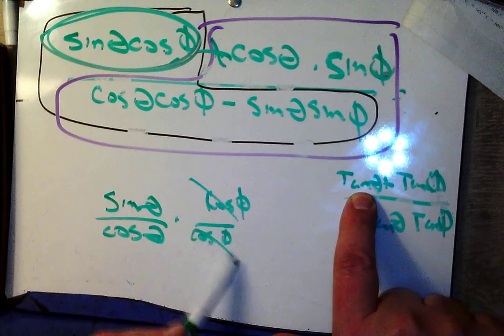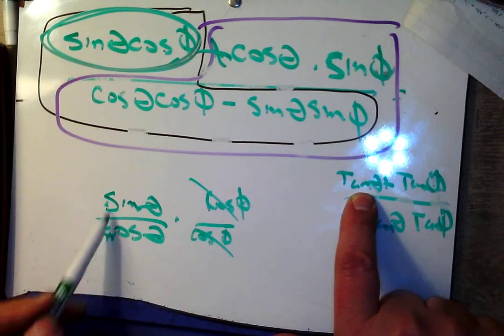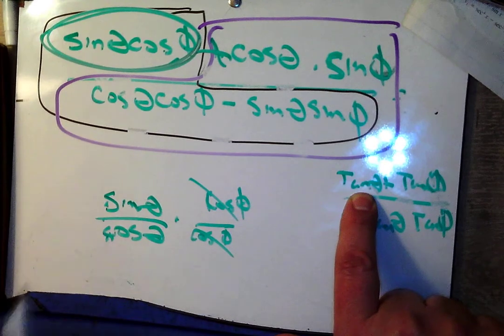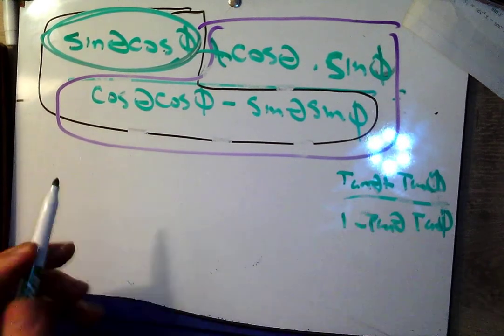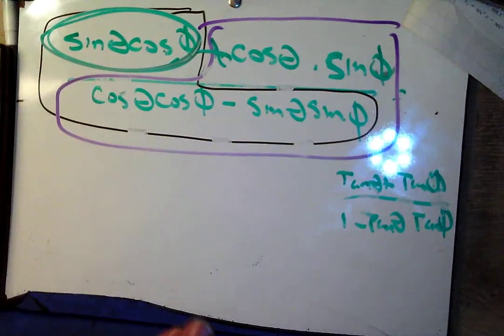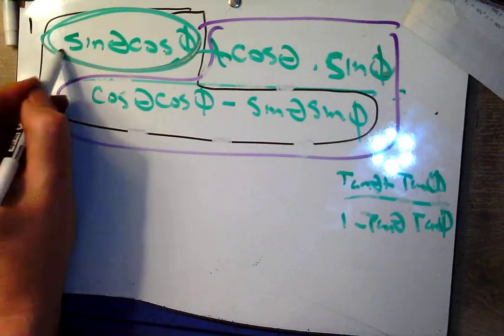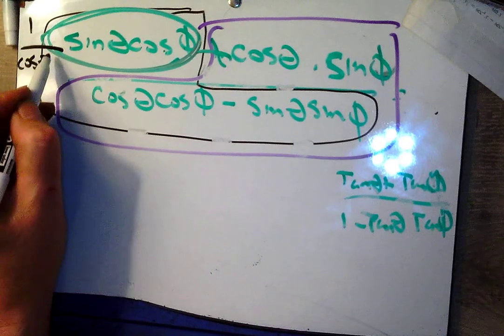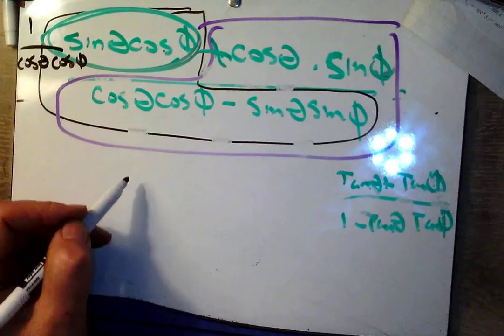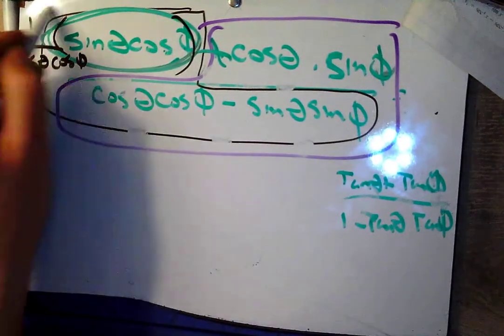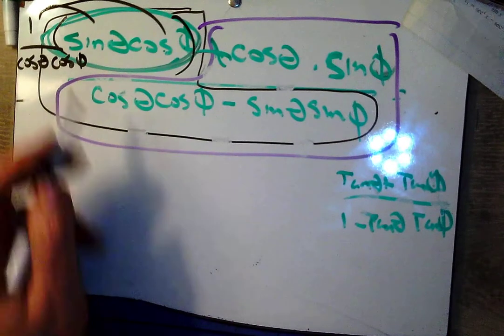Because then these will cancel and this will turn into tangent theta. So what do I need to multiply by? Well, I think I need to multiply top and bottom here by 1 over cosine theta cosine phi. And I'm going to distribute that here. And so what am I going to have?